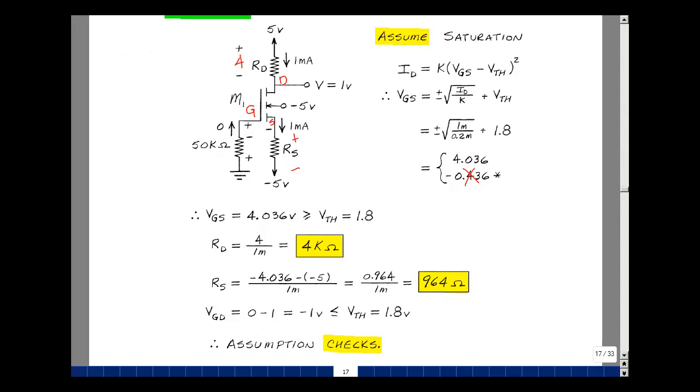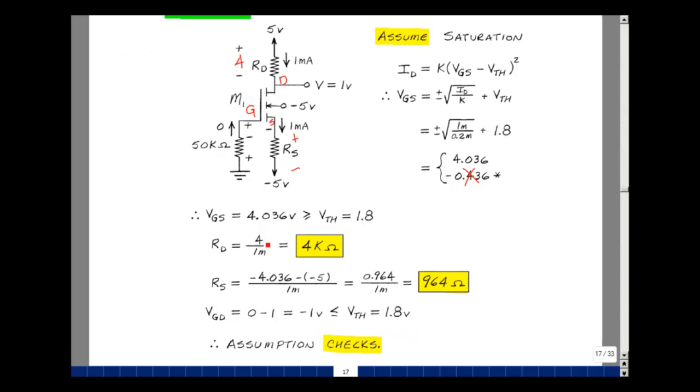Lastly, we need to check that we're in current saturation. Let's find the gate to drain voltage. The gate voltage is 0, back to ground because I have no current coming in here, and then the drain voltage we actually set to 1 volt. The difference of those two is minus 1, and that's less than threshold, which is 1.8.